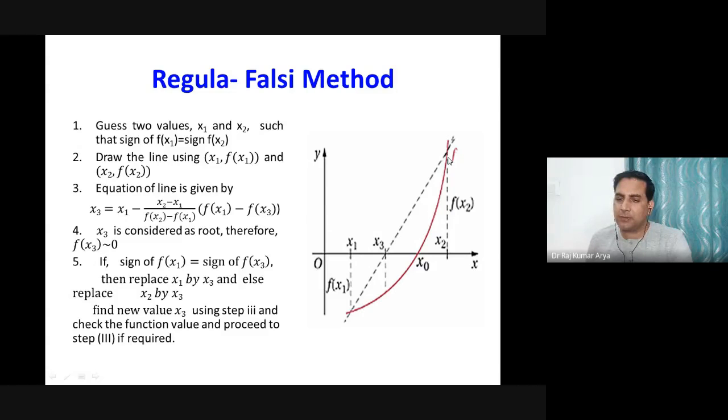This is your curve, this is your function, the red one. Now x2 corresponds to the function value fx2, which can be treated as y2. X1 corresponds to the function value fx1, which can be treated as y1. So you know the two points x1, y1 and x2, y2. You can draw a straight line from these two points, and it may intersect the x axis somewhere. Let's say this is the new intersection point x3.